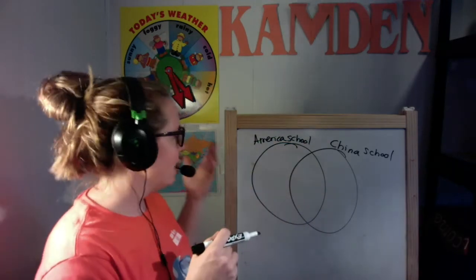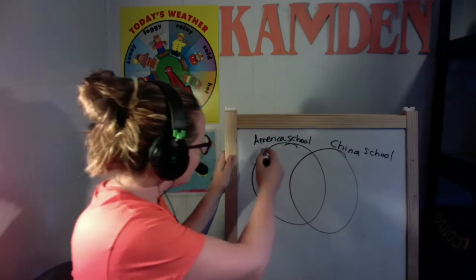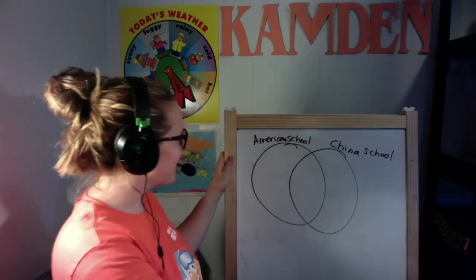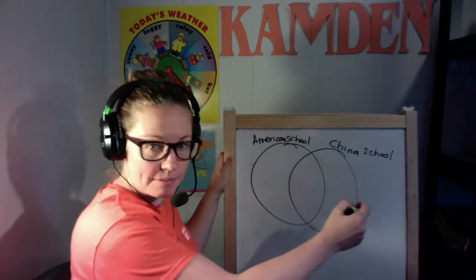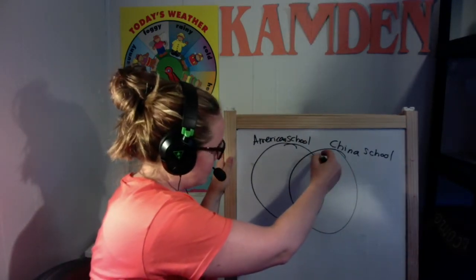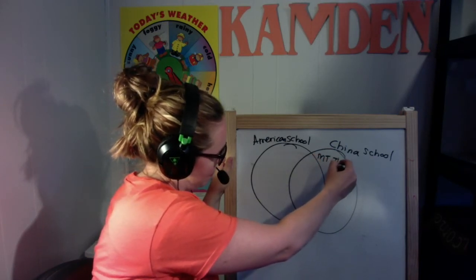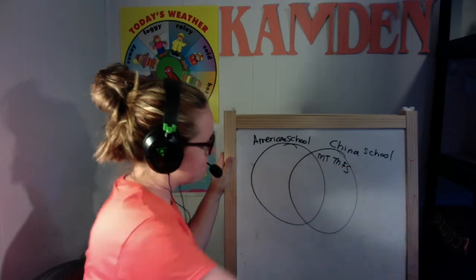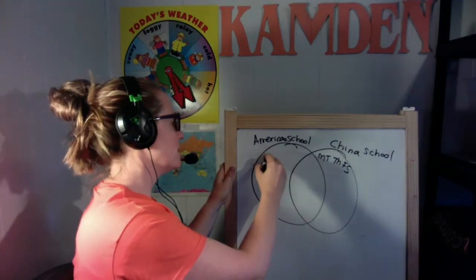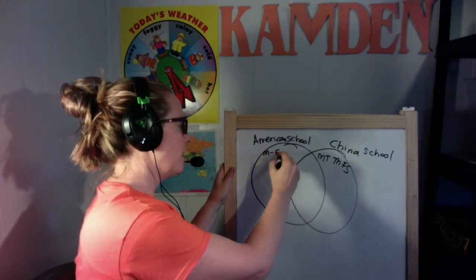This is an extension activity. You get done with your class early? Great, do a Venn diagram. Let's talk about this. American school. Okay, China school. Some of my students go to school Monday, Tuesday, not Wednesday, Thursday, Friday, Saturday. Okay, and maybe American school is Monday through Friday.